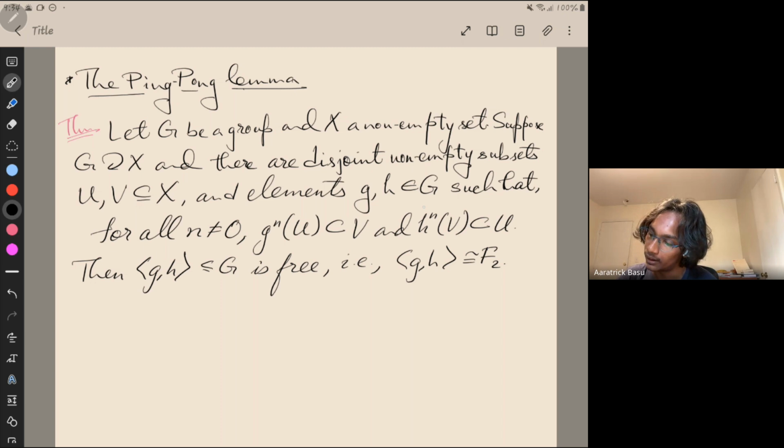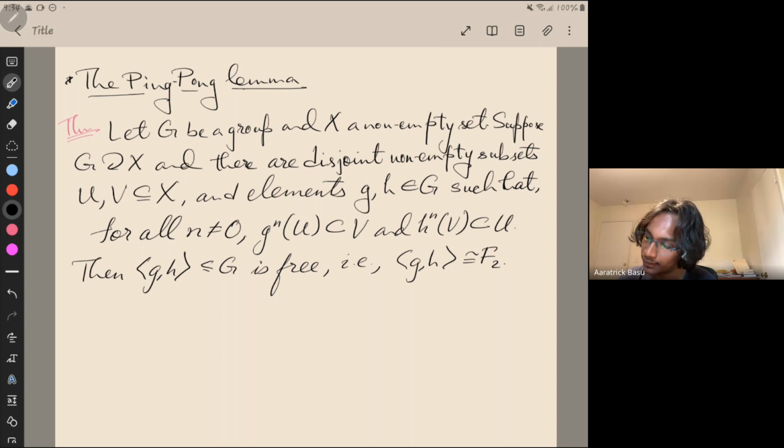I'll display an example shortly, but the theorem is claiming that whenever you have such a thing happening, the subgroup ⟨G, H⟩, the subgroup generated by G and H inside of your group, so all possible products of G and H, can have non-trivial things that collapse. Like it might just happen that H is G inverse. It can't happen under these assumptions. It's saying that this subgroup is free, in the sense that it is isomorphic as a group to F2.